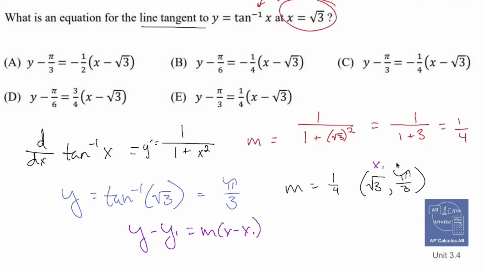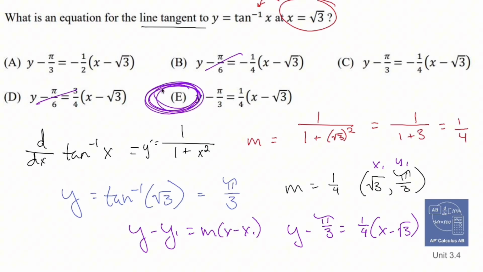I can label x sub 1, y sub 1. And that gets me y minus pi over 3 equals 1/4 times the quantity x minus the square root of 3. So y minus pi over 3 equals 1/4 times the quantity x minus the square root of 3. All right?